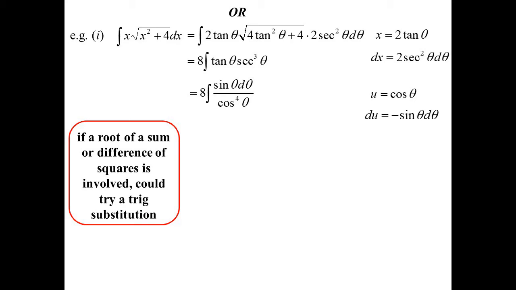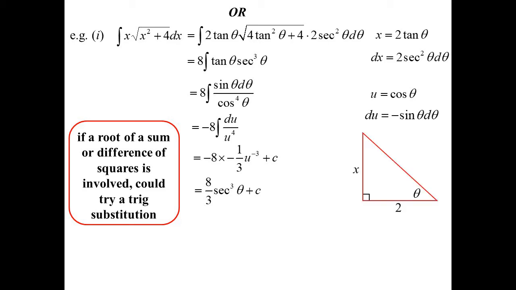du is minus sine theta dθ, and so I end up with minus 8 du on u to the 4, which is negative 4, add 1 to the power over the power. So now I've got it in terms of u. Sub the u back in, and I get sec cubed, because its power is negative 3, so the cos on the bottom became sec. That's still not back in terms of x. How do I get the sec theta back to x?